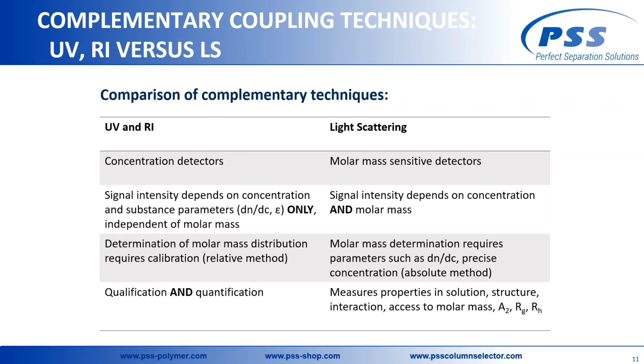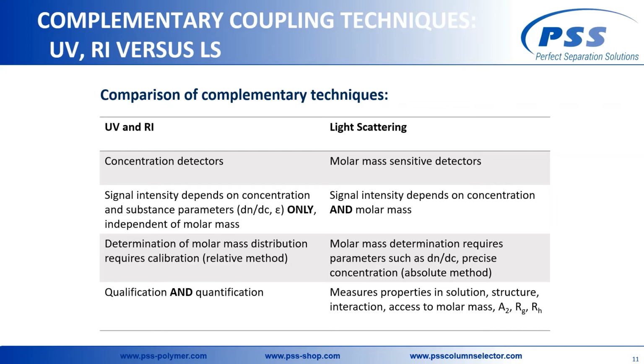To determine the molar mass with UV or RI only, a calibration with calibration standards of known molar masses is required. On the other hand, both are suitable for quantification and qualification. Light scattering detection belongs to the family of molar mass sensitive detectors.